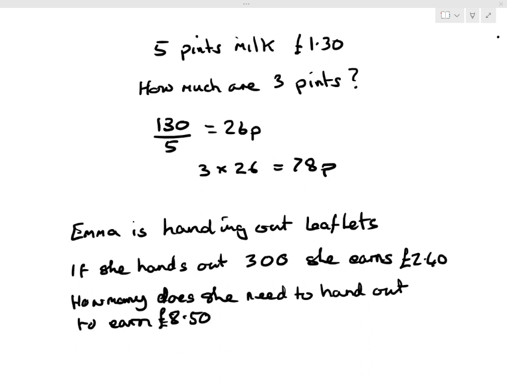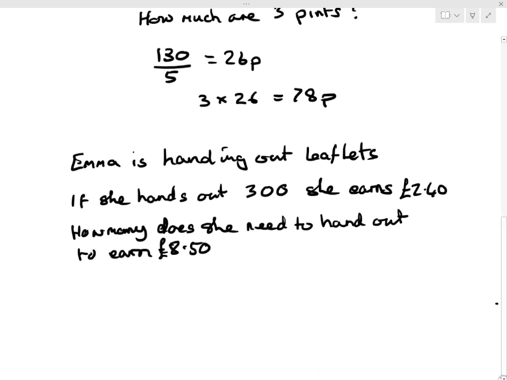So if you do the 300 leaflets, this is direct proportion again. So if you do the 300 leaflets divided by £2.40, so look at what that is. 300 divided by 2.4 is 125. So she gets 125 leaflets per pound.